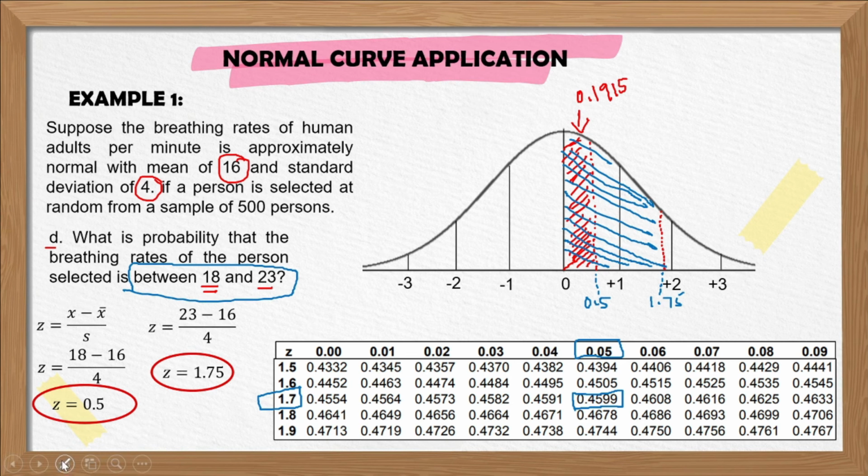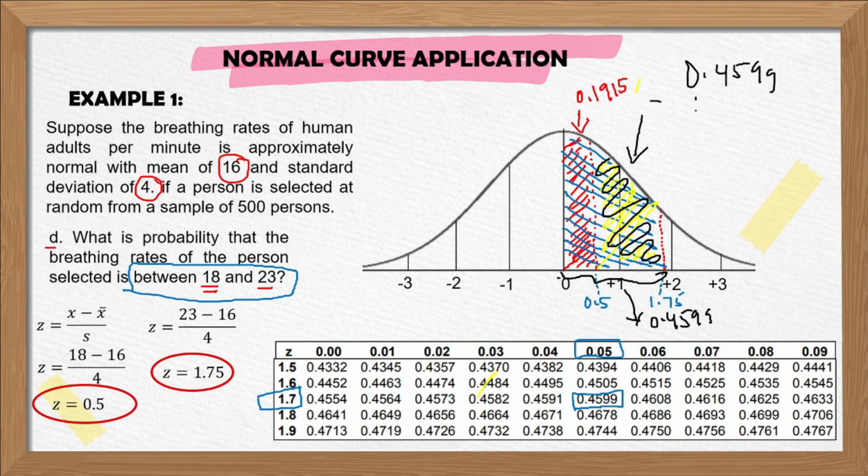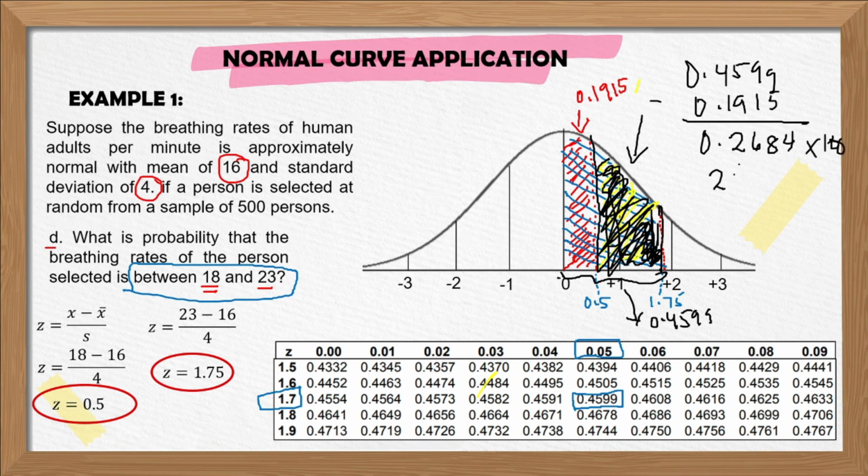Ibig sabihin, ang kinukuha nating area nasa parte nito. Yan. So, paano natin i-solve? Paano natin mako-compute yung area niya? Ang gagawin natin, ima-minus lang natin yung area ng 1.75, ang area nito ay 0.4599, ima-minus natin siya sa 0.1915 to get this area. Yan, yung kulay black. Pag minus natin, ang magiging sagot po ay 0.2684. Times 100, the probability is 26.84%. So, that is the answer.